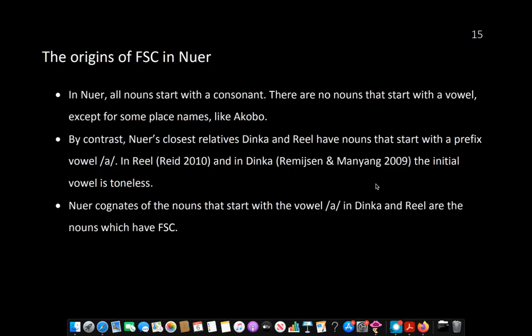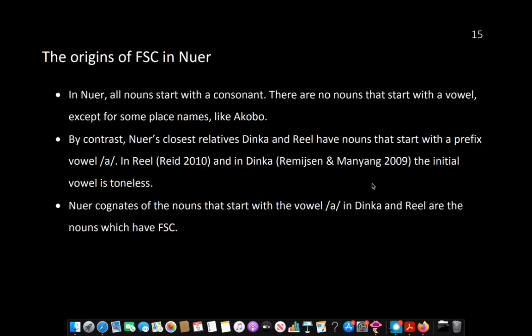First, there is diachronic evidence in support of the first hypothesis that quantity is part of FSC. In Nuer, all nouns start with a consonant. There are no nouns that start with a vowel, except for some place names. By contrast, in closely related languages such as Dinka and Rel, many nouns start with the prefix vowel a. A small caveat here is that, interestingly, in both Rel and Dinka, this initial vowel is said to be toneless.